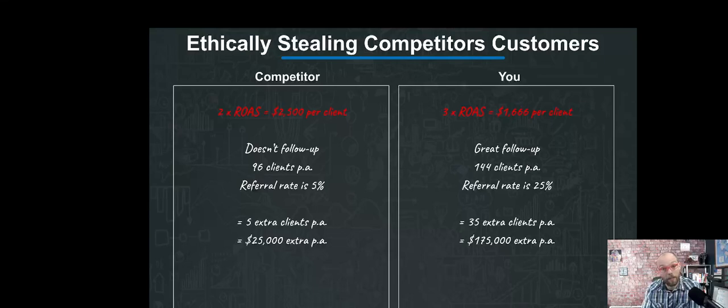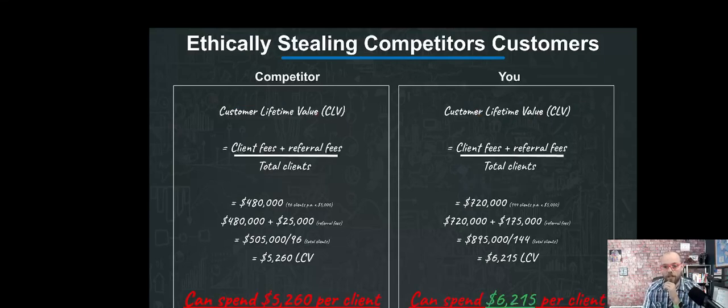Now, this is where the customer lifetime value really comes in. Let's look at how this works out in the end. So your customer lifetime value, if we assume your competitor here, they make $480,000 based off their 96 clients, plus they get $25,000 of referral fee. So that means $505,000 divided by their 96. That's what their lifetime customer value is. Not that great, is it?